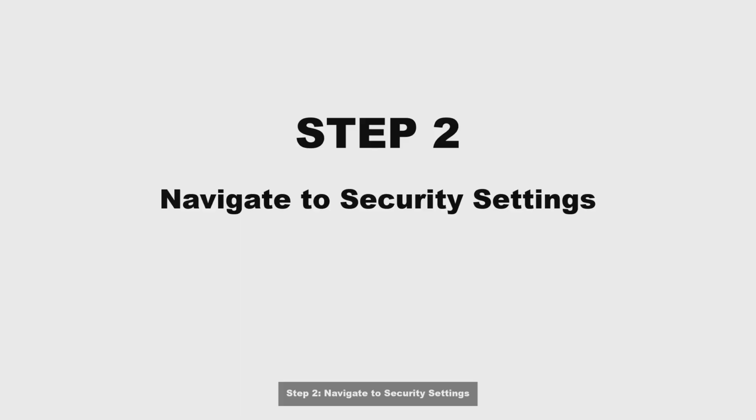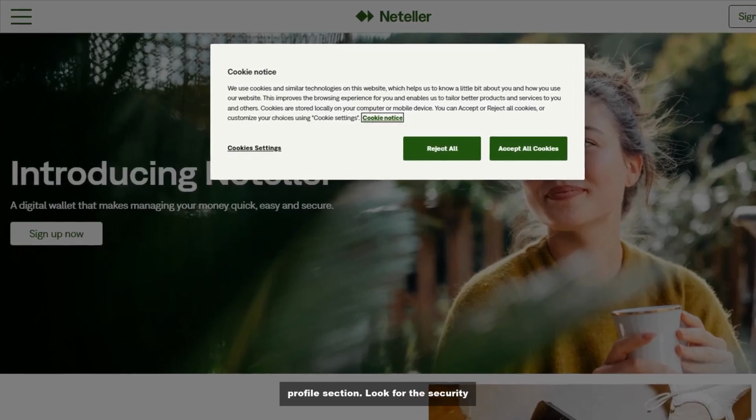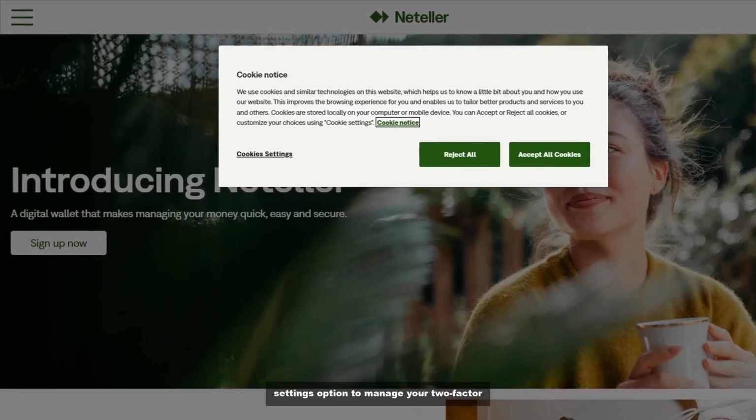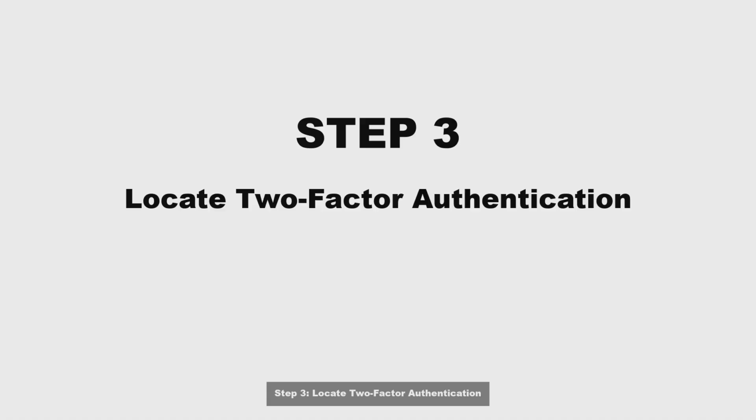Step 2. Navigate to Security Settings. Once logged in, go to the Account Settings or Profile section. Look for the Security Settings option to manage your two-factor authentication. Step 3. Locate two-factor authentication.